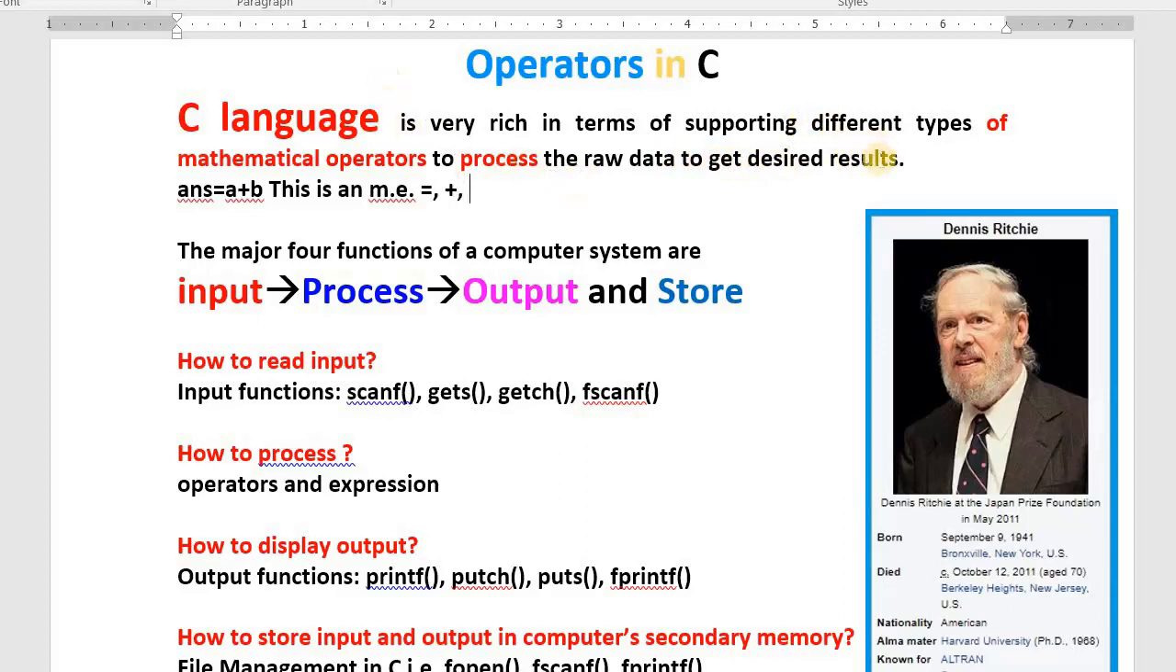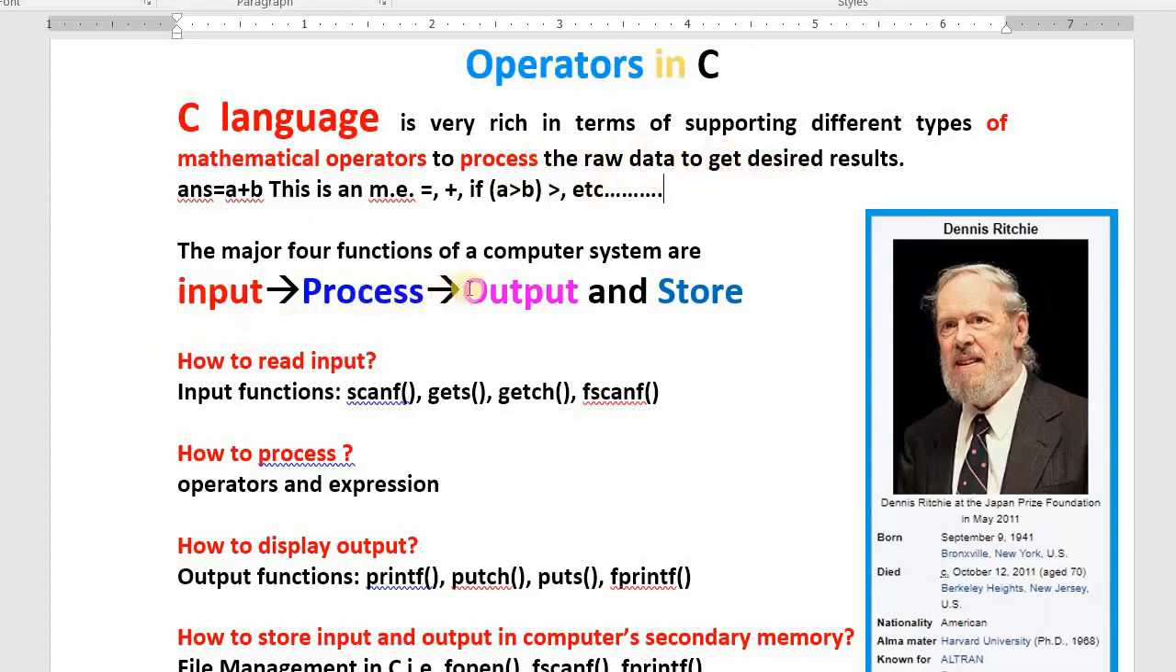In order to find the largest of two numbers, we use if, then in the bracket we write a greater than b. A greater than b is one of the mathematical expressions. If this is true, we print a as largest, otherwise we print b as largest. In this example, greater than is a relational operator. Like this we write many expressions while solving problems by using a computer system. So C language supports almost all mathematical operators to process the raw data to get desired results.